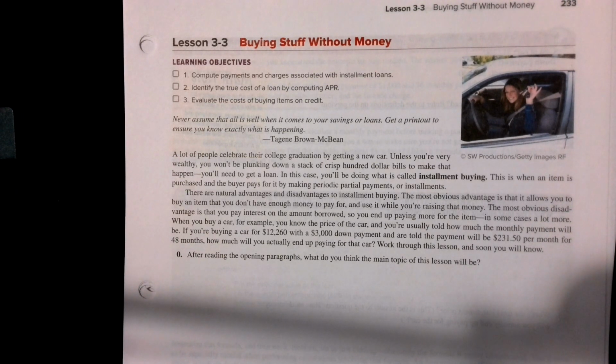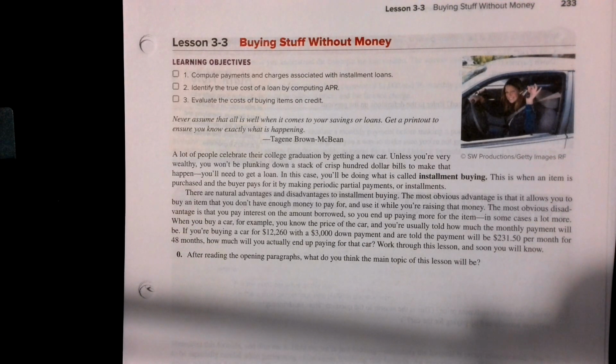When you buy a car, for example, you know the price of the car and you're usually told how much the monthly payment will be. If you're buying a car for $12,260 with a $3,000 down payment and are told the payment will be $231.50 per month for 48 months, how much will you actually end up paying for that car? Work through this lesson and soon you will know.